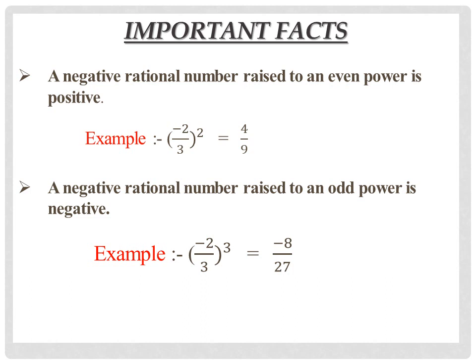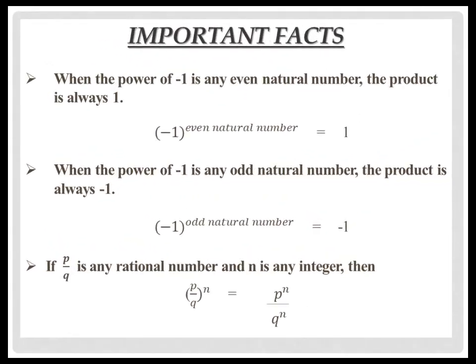Second, a negative rational number raised to an odd power is negative. Taking an example, minus 2 by 3, here again minus 2 by 3 is a negative rational number, but in this case its power is an odd number, that is 3, and it is equal to minus 8 upon 27. It means the result comes in negative form.